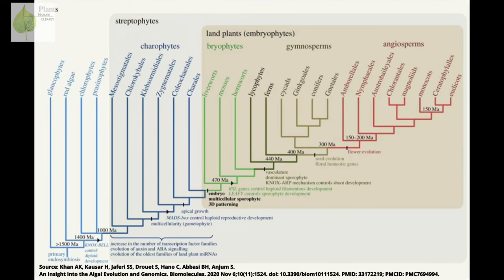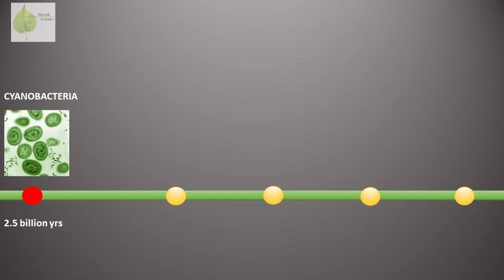The major divisions of plants are a result of their evolution over hundreds of millions of years, and keeping this evolution in the back of your mind will help you understand why we classify the plants the way we do and how these categories originated. Let's go way back to around 2.5 billion years ago.